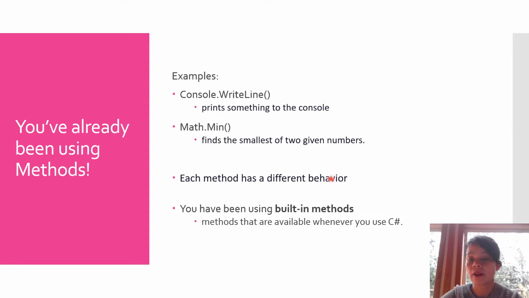So you've actually already been using methods. Examples are Console.WriteLine, which prints something to the console. We've looked at Math.Min, which finds the smaller of two given numbers. So each method has a different behavior. So far you've been using built-in methods. Built-in methods are methods that are available whenever you use C#.